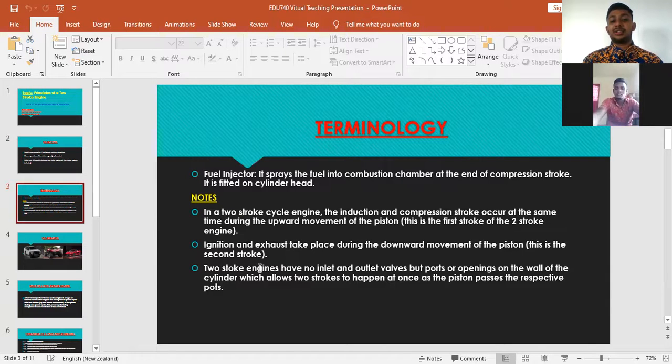Two-stroke engines have no inlet and outlet valves, but ports or openings on the walls of the cylinder, which allow two strokes to happen at once as the piston passes the respective ports.